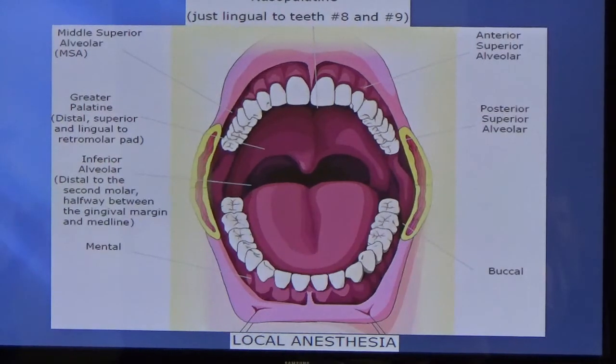What's the other one that we can do on top? That was the first one that we talked about. Anywhere on top, if I'm only working on one tooth, I can do what? Infiltrate. If I'm just working on tooth number 7, instead of giving an ASA and blocking the nose and everything here, then you can just infiltrate around any tooth to numb up on top.